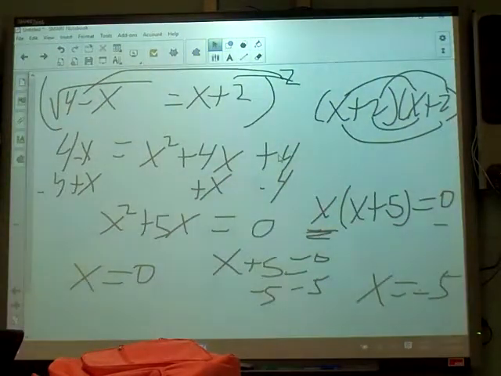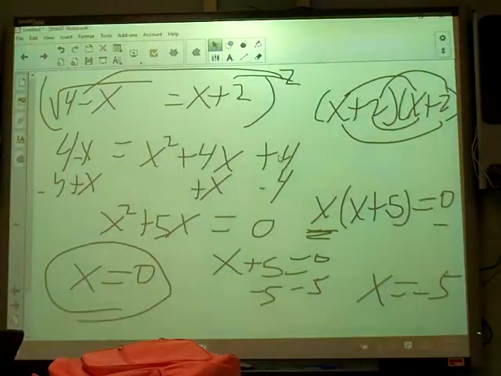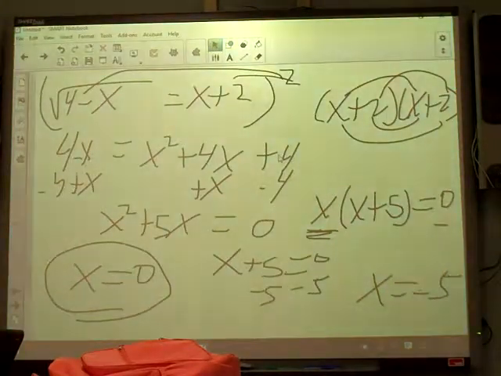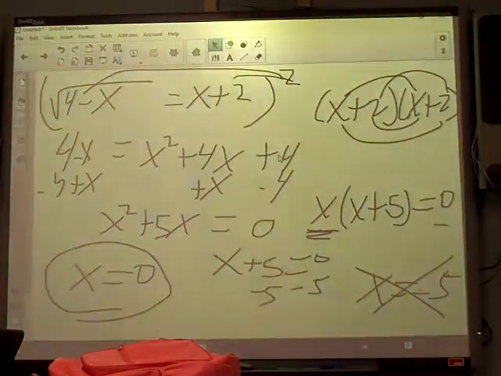So I'm going to take the 0 up there first, back to the original problem. Plug the 0 in for that x. 4 minus 0 is 4. Square root of 4 is 2. So that gets me 2 on the left side. On the right, 0 plus 2 is 2. So 2 equals 2. That's good, right? So 0 is a good answer. I'll circle that thing. Negative 5. 4 minus negative 5, and the original problem is 9. Square root of 9 is 3. On the right side, negative 5 plus 2 is negative 3. So you got 3 equals negative 3. Is that good? Nope. So that one's out, so we only had 0.